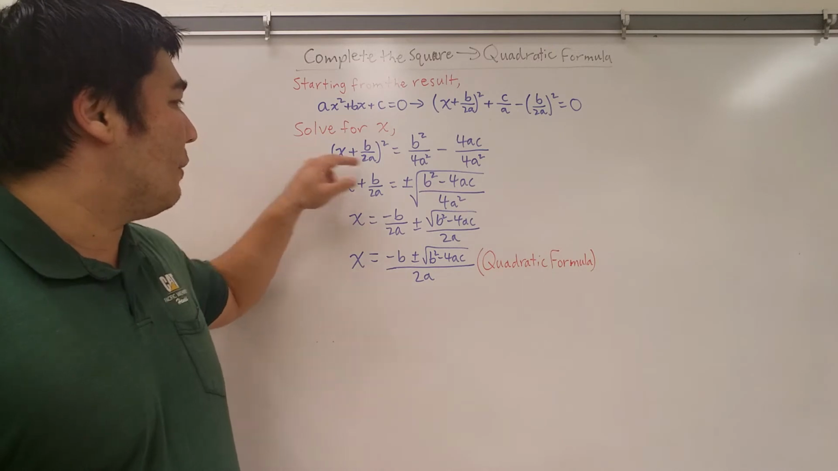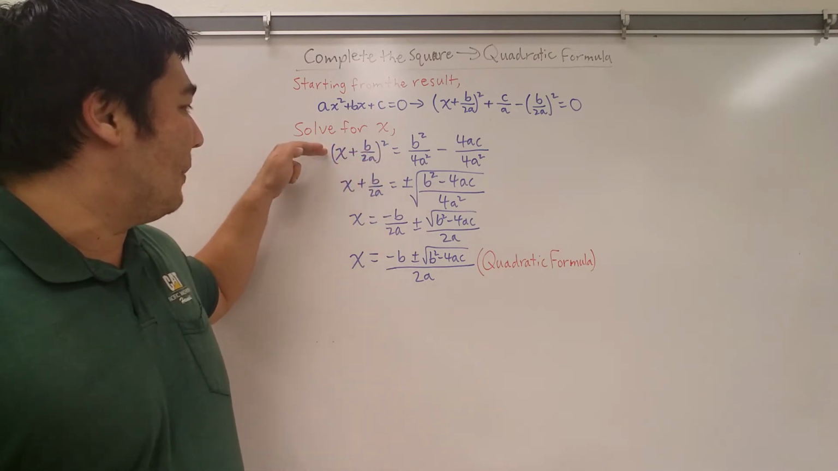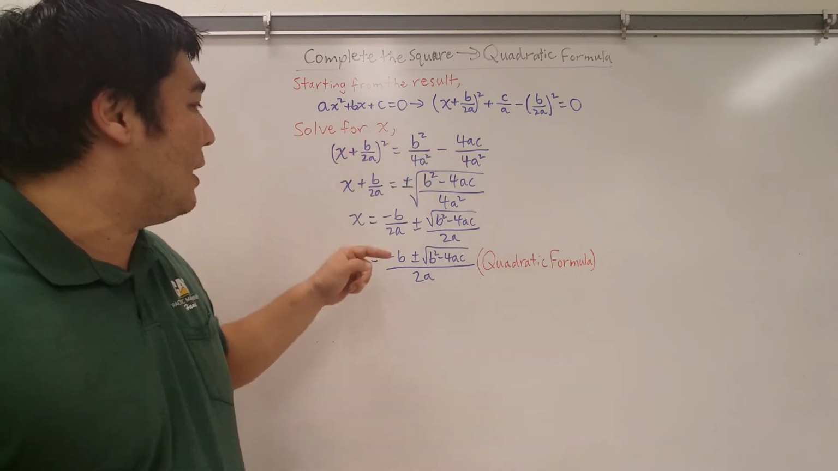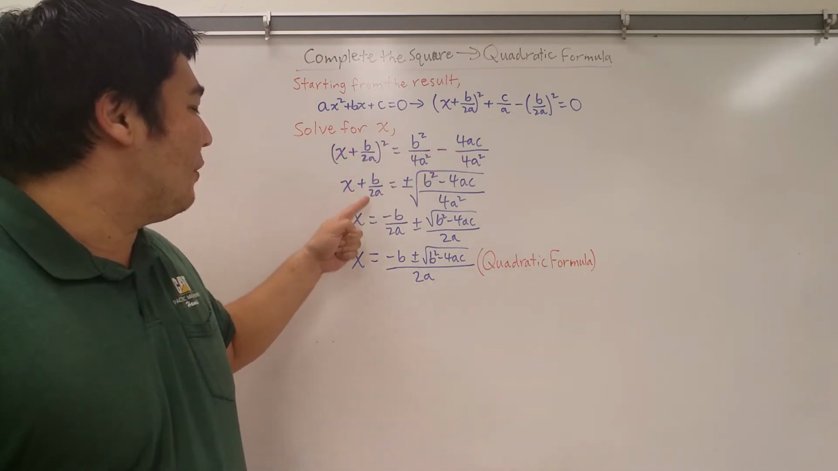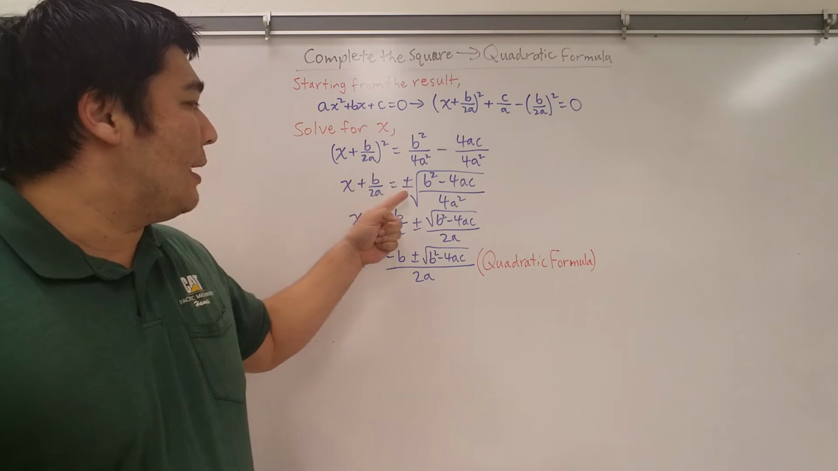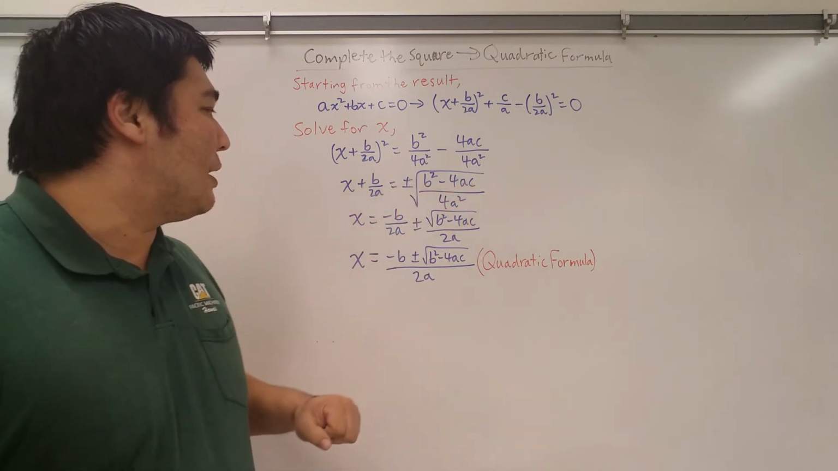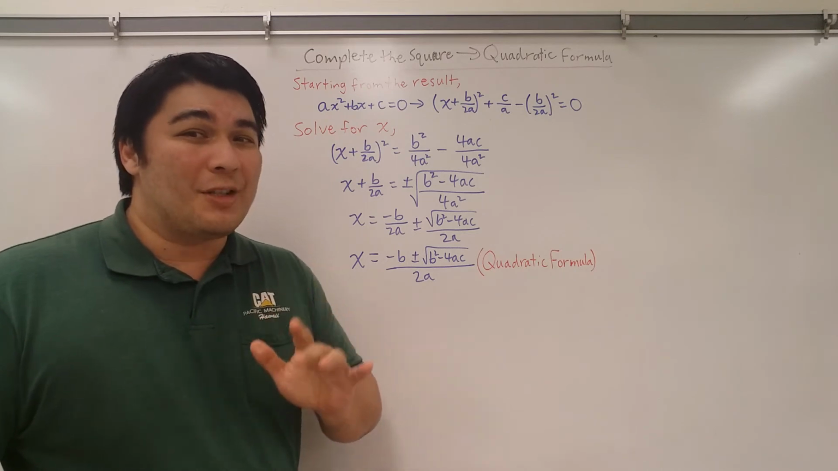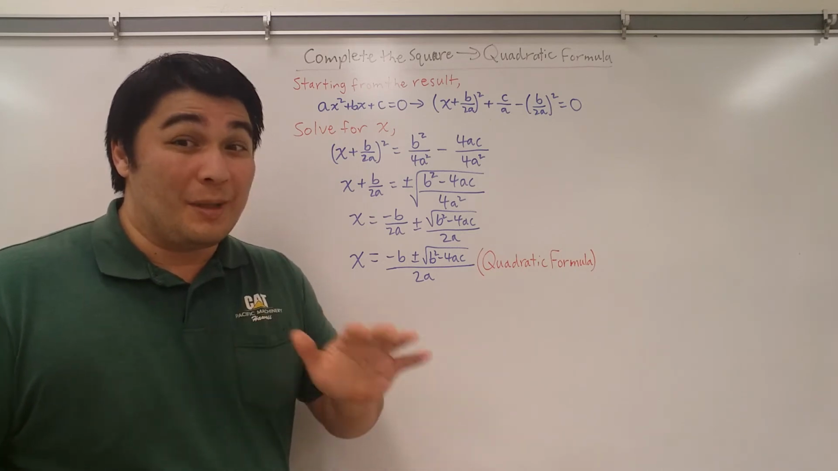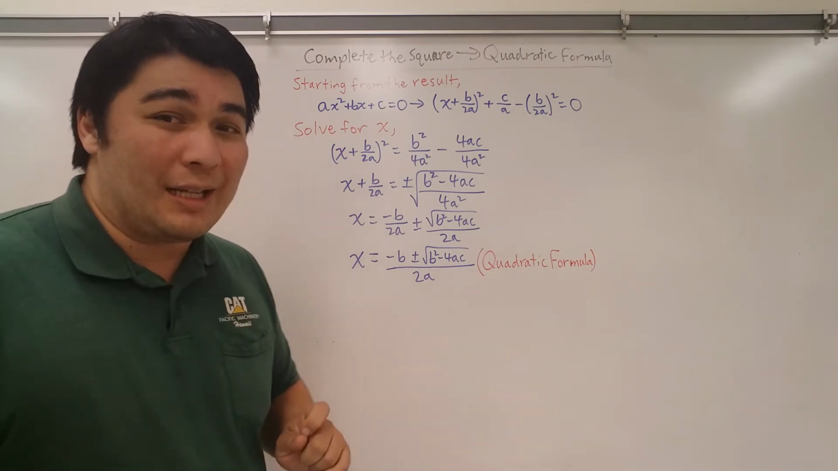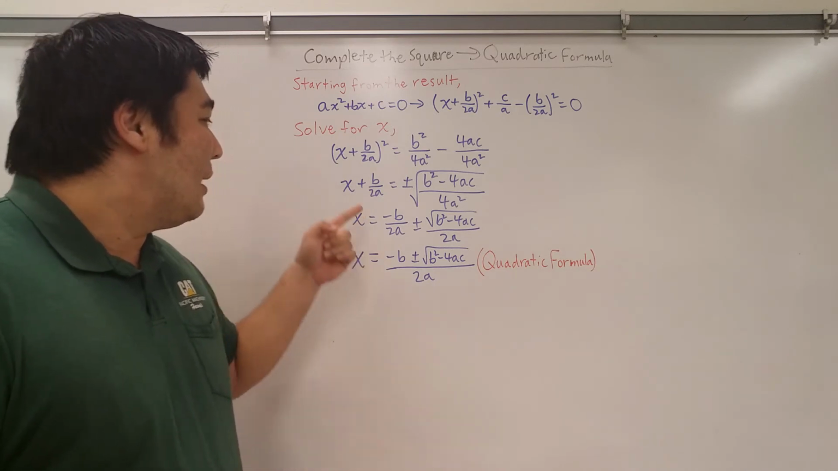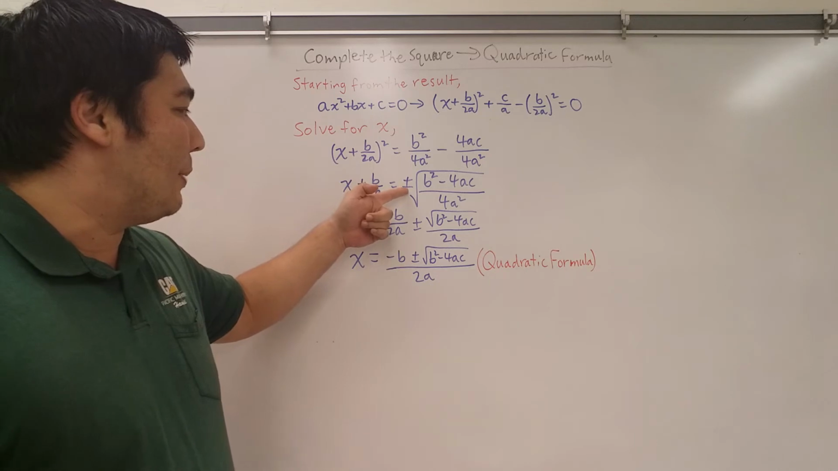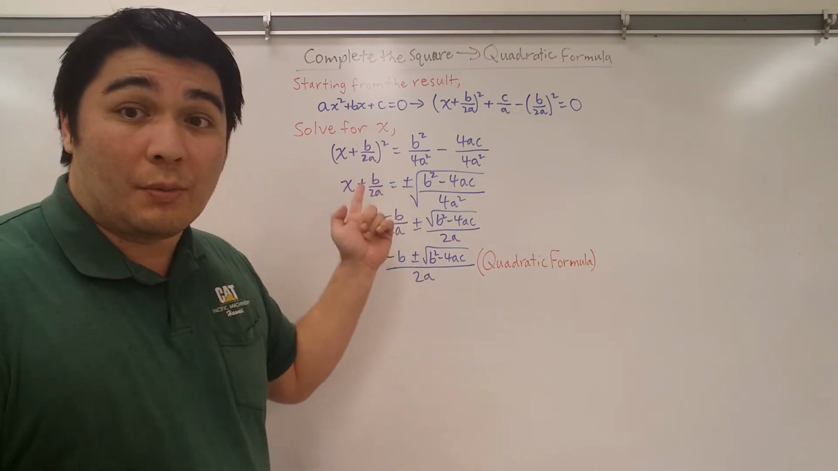So from there, I square root everything because I'm still on my quest of solving for x. I square root both sides of the equation. So I get x plus b over 2a equals plus or minus the square root of b squared minus 4ac, all over 4a squared. And this is probably starting to look a little bit familiar at this point, which it should, and that's good if you're noticing that. So we understand where the plus or minus comes from, because I had to do a square root over here.